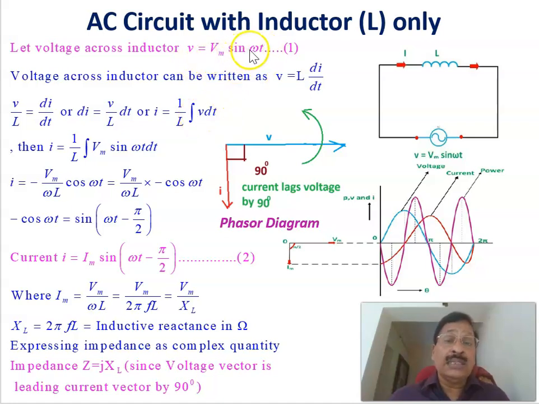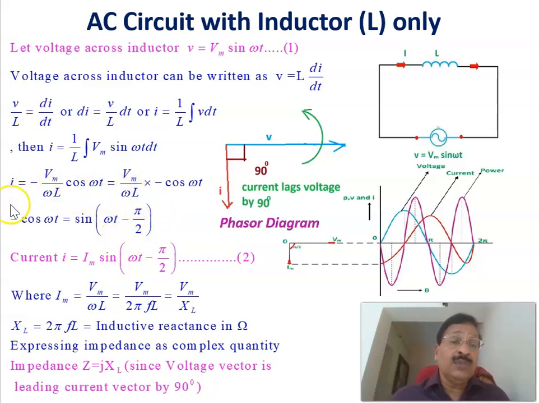So substituting this Vm sin omega t here, we will be getting I equal to 1 by L integral Vm sin omega t dt, which is equal to Vm by omega L, since omega comes out here, times cos omega t. Of course, there is a negative sign. Therefore, minus Vm by omega L cos omega t, or Vm by omega L into minus cos omega t. This minus cos omega t can be written as sin omega t minus pi by 2.